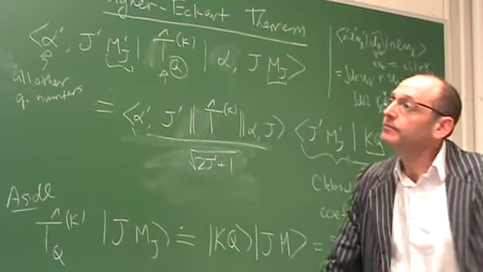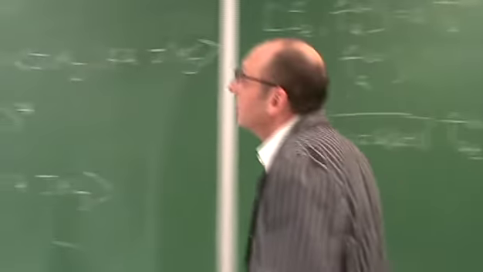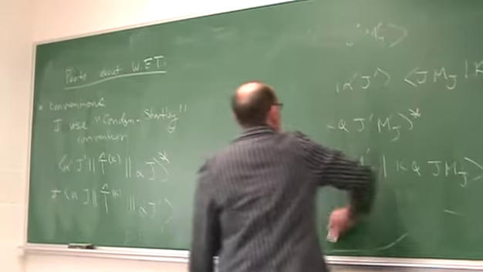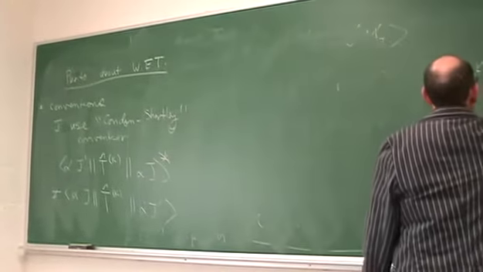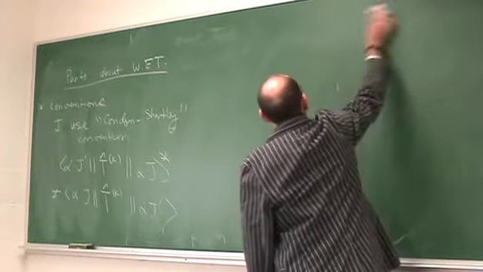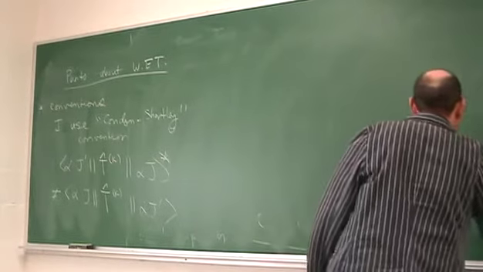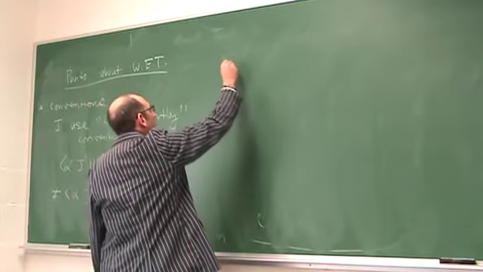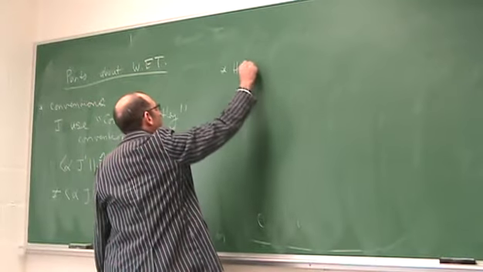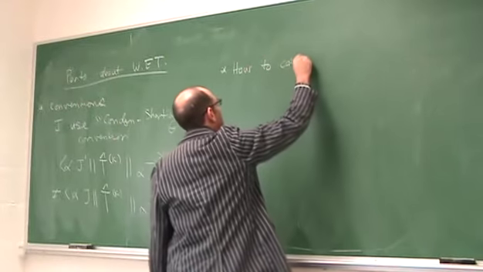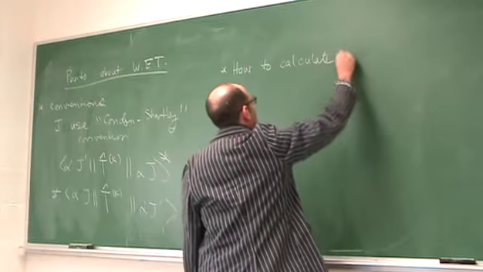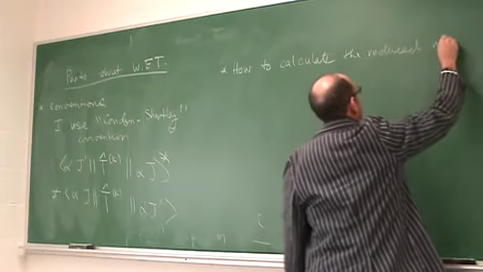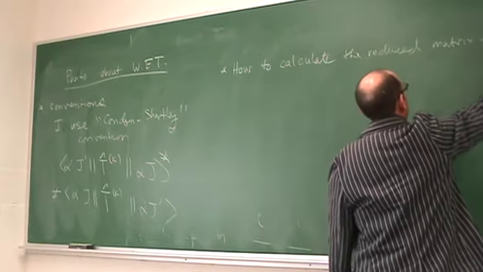So, the other point related to the question that Aaron asked is, how do you calculate the reduced matrix element then?